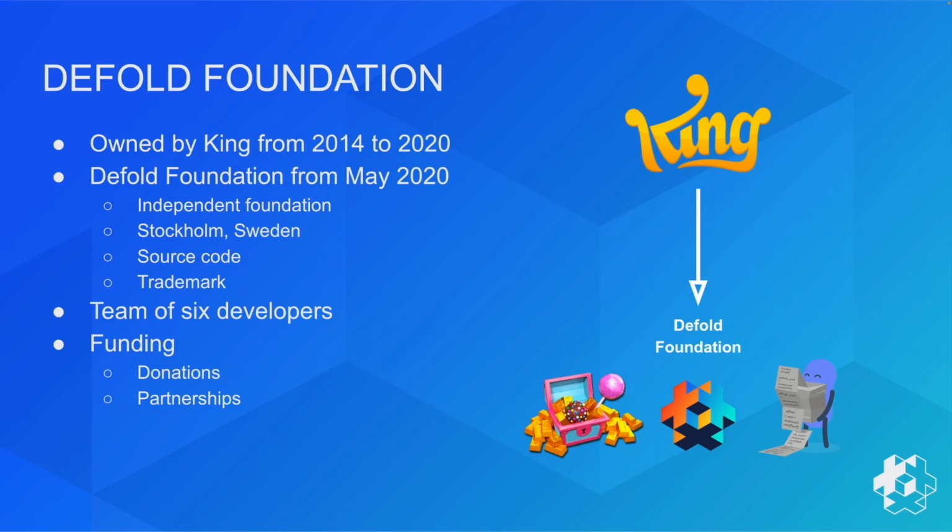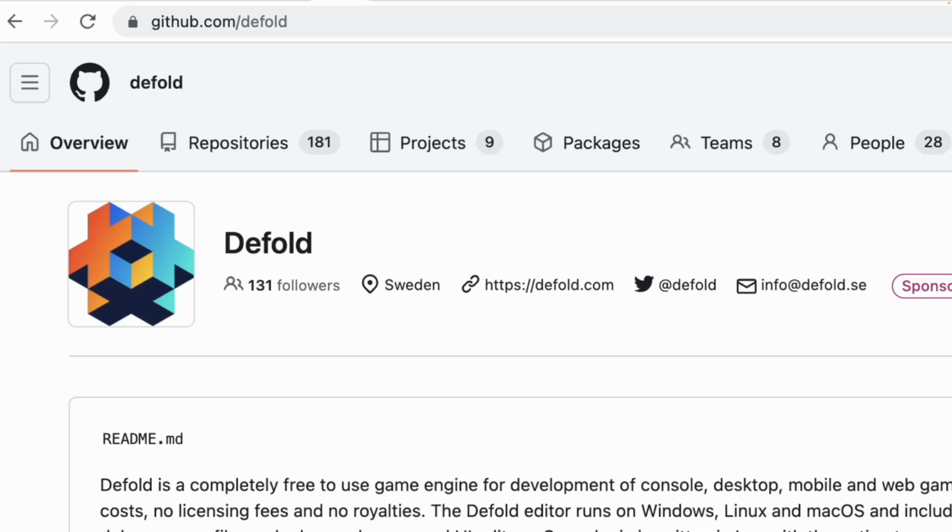And then over time we realized that in order to take the next step, we needed to separate Default from King and make it into a separate legal entity again. So now it's an independent software foundation. It's based here in Stockholm. The foundation got the trademarks, the source code, and all of the rights to the game engine. It's now developed by a team of 6 developers, and we're funded through initial seed money from King and then donations and corporate partnerships. It is source available, so you can find us on GitHub.